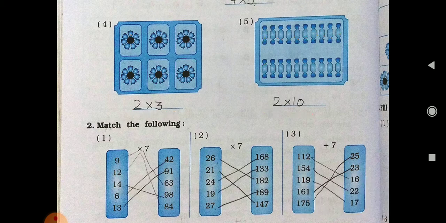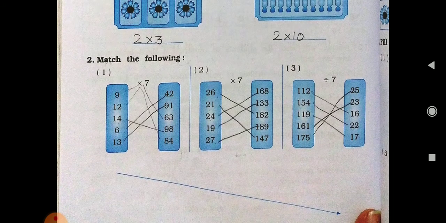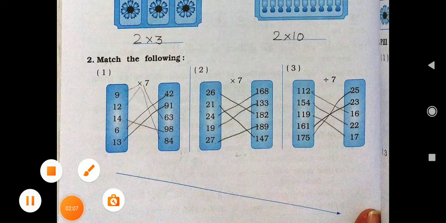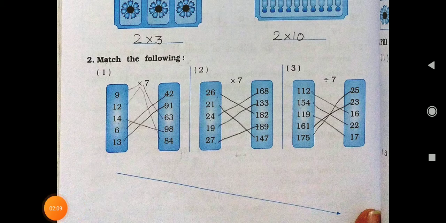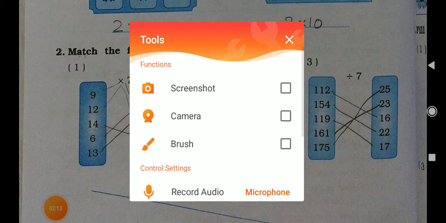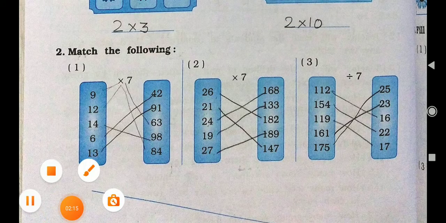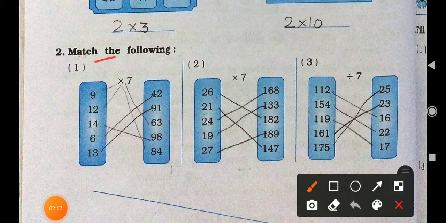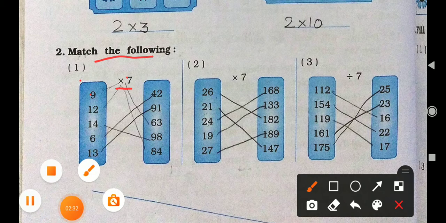Now the multiplication method. Now see the next. Match the following. Here are given some boxes, and there we are going to match. How? I will tell you. Match the following. The first number is multiply with 7, 7 से जो multiply हो. So 9 multiply with 7. How much, students? Tell me fast.